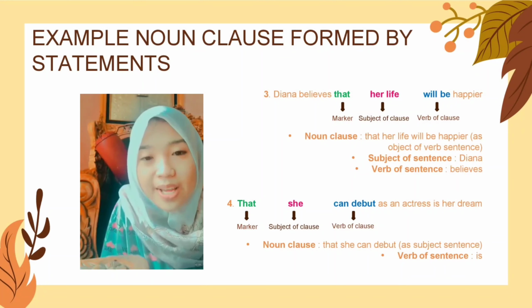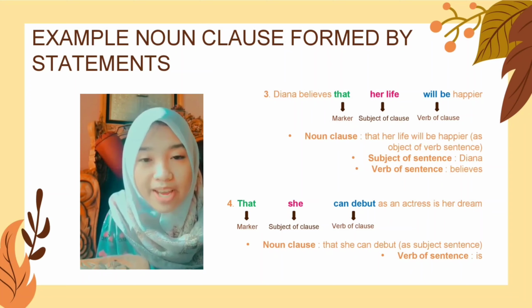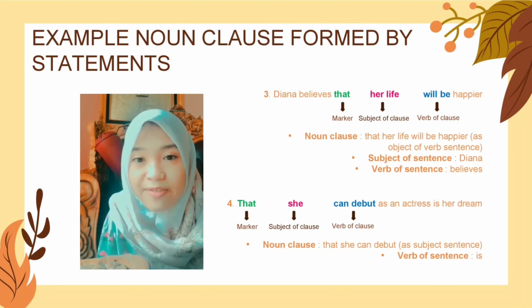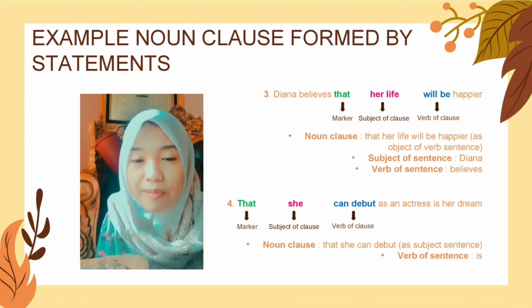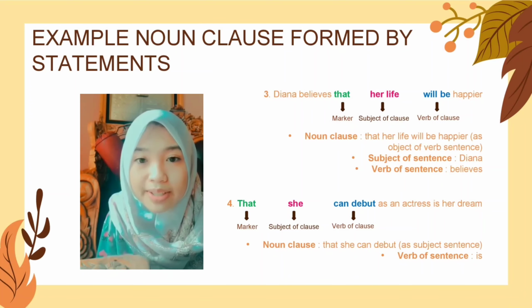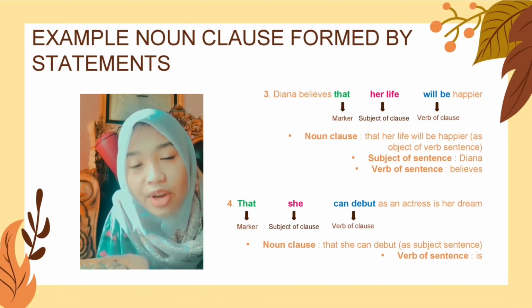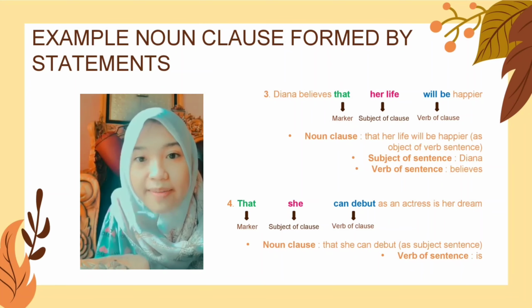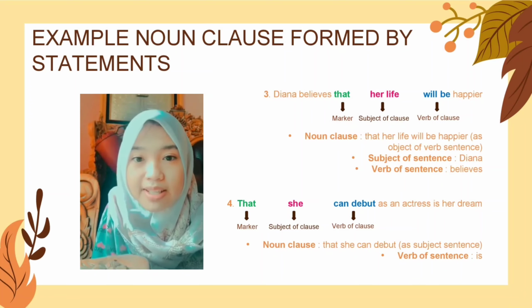Number 3. Diana believes that her life will be happier. "That" is the marker, "her life" is the subject of the clause, and "will be" is the verb of the clause. This is a noun clause as object of verb of sentence: "that her life will be happier." Subject of sentence: Diana. Verb of sentence: believes.